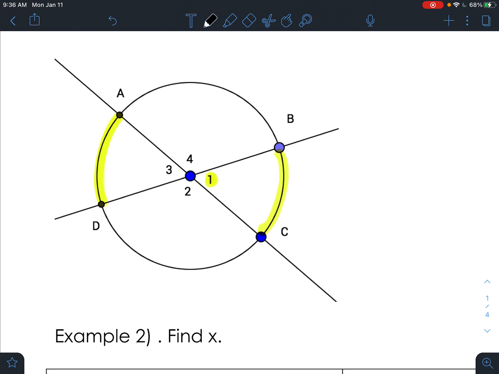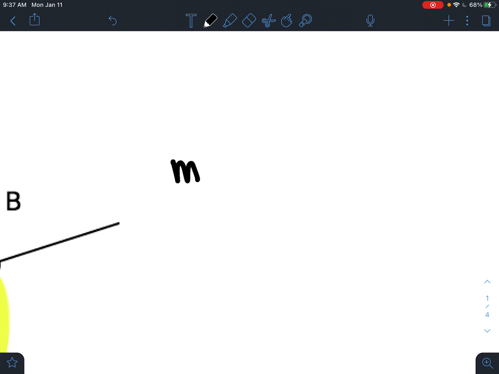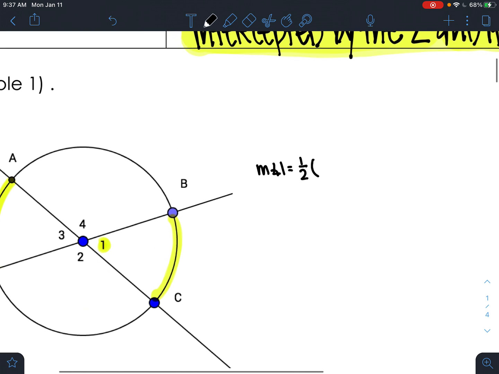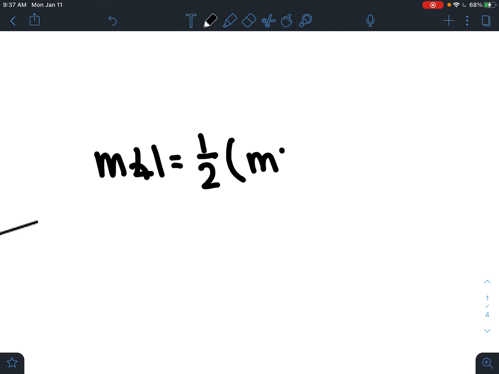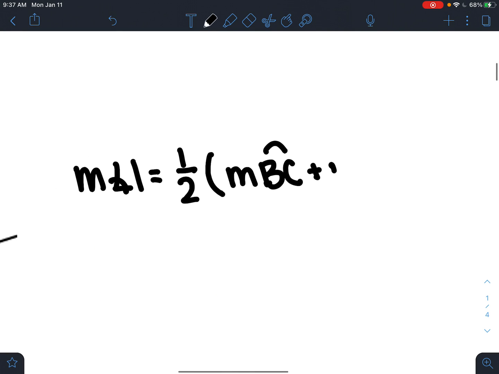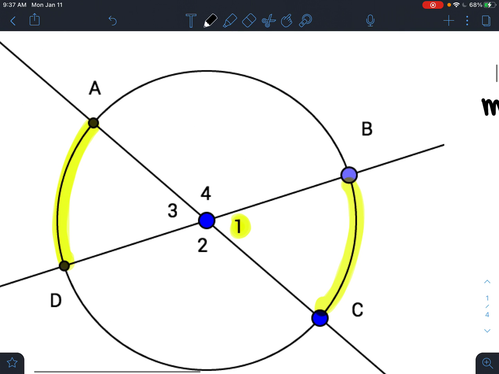So what this theorem is saying is that if I wanted to find the measure of angle 1, I'm going to write a formula for this. Angle 1 is equal to 1/2 the sum of the two intercepted arcs. So angle 1 is equal to 1/2 the measure of arc BC plus the measure of the arc intercepted by its vertical angle, which is AD. So that would be to find angle 1. And obviously if we can find angle 1, then we can find angle 3 because they're vertical.